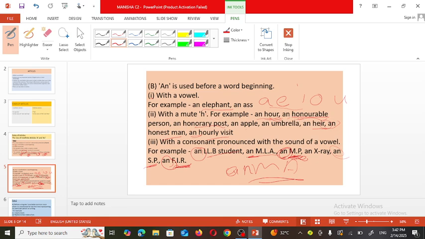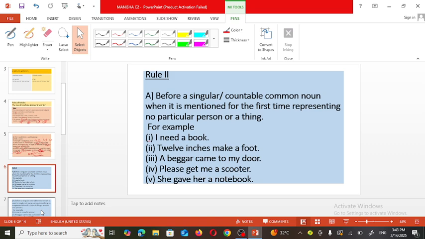But here, these both things are what? Definitely, when we are using article a and an before any common noun, it means when we don't specify something, at that time only we are using it. Now, see, next rule. So, second rule, where we have to use these articles: before a singular and countable or a common noun. Means before a singular noun or before a countable noun, we can use these articles.